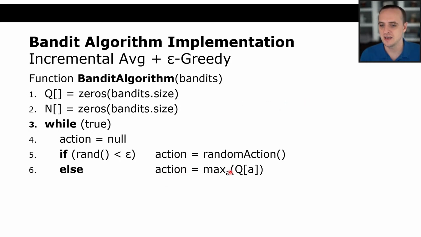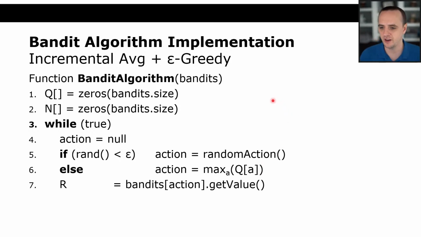So our action is the action which maximizes Q of A. So we look over Q of A and we find the maximum A. Then we get our reward, and the reward is, however that's implemented, we look up in the bandits array that action index and we get a value. So if my best action was 3, I look up slot machine 3 and I pull the lever. That's what happens. Then I'm going to increment the number of times that I've chosen that action.